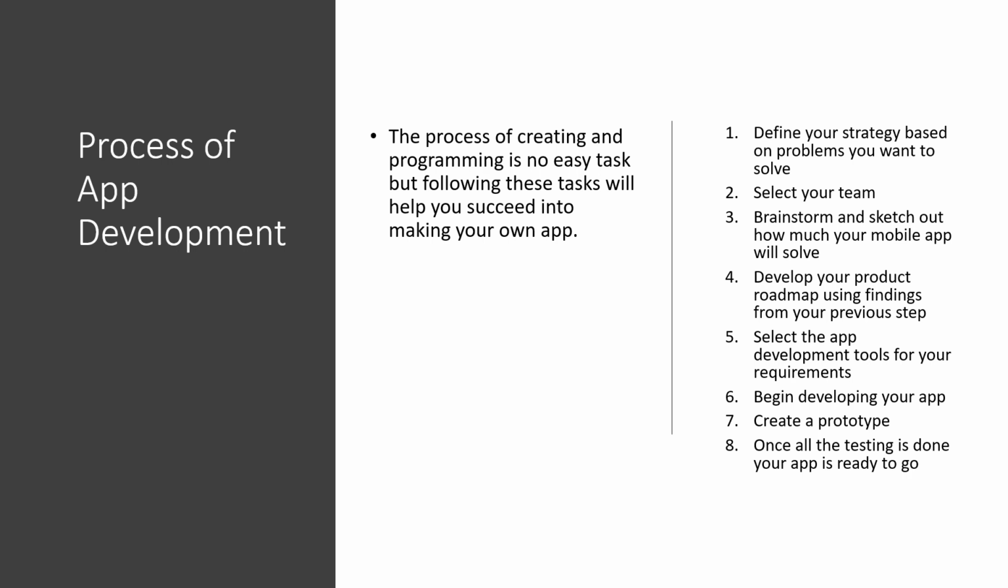Once that's done, brainstorm and sketch out what your mobile app will solve. After doing that, develop your product roadmap using findings from your previous steps. This will enable you to create a step-by-step process for assessing your priorities to your customers. Find the required tools to develop your app. Once developing your app is finished, you now have a prototype to start testing for glitches, errors, and mistakes. Once you and your team all agree to release your product, congratulations, you have now created your first app.